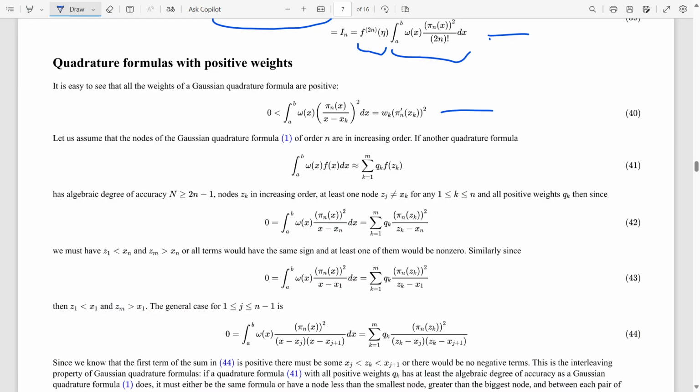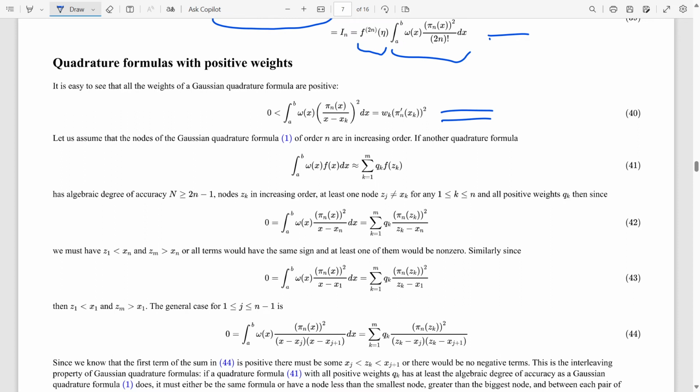Gaussian quadrature formulas have all positive weights, Wk, as shown here. Well, we'll show it pretty soon. And being extreme in some sense, they also put constraints on other formulas with all positive weights. So here's the simple proof that Gaussian formulas have all positive weights.